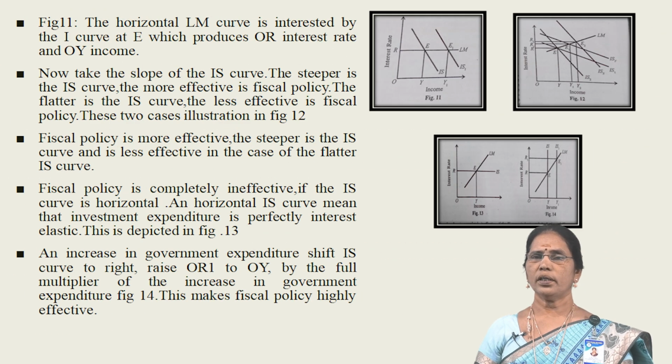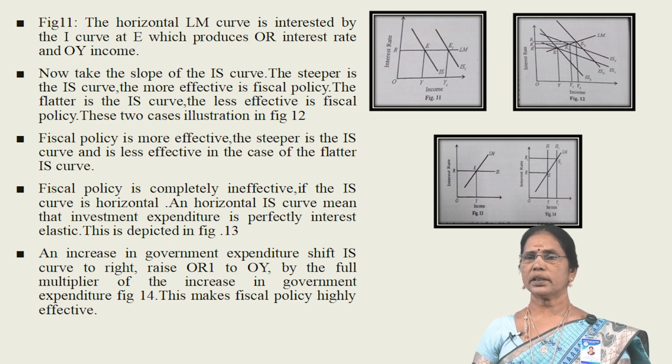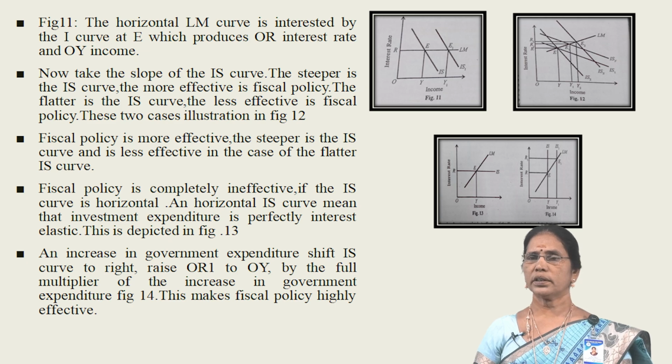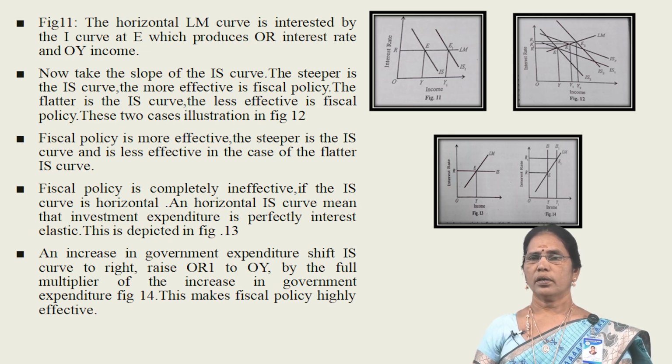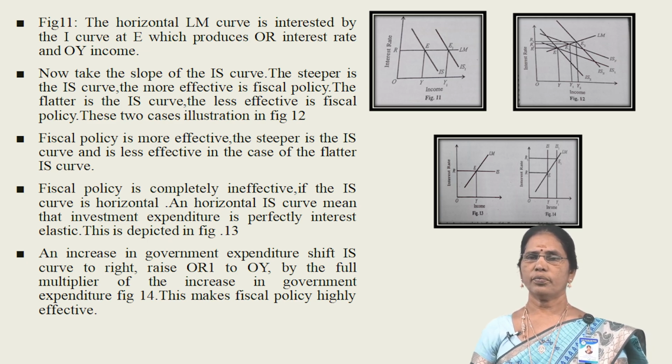The horizontal LM curve is intersected by the IS curve at point E, which produces OR interest rate and OY level of income. Now take the slope of the IS curve. The steeper the IS curve, the more effective is fiscal policy. The flatter the IS curve, the less effective is fiscal policy. These two cases are illustrated through the figure.